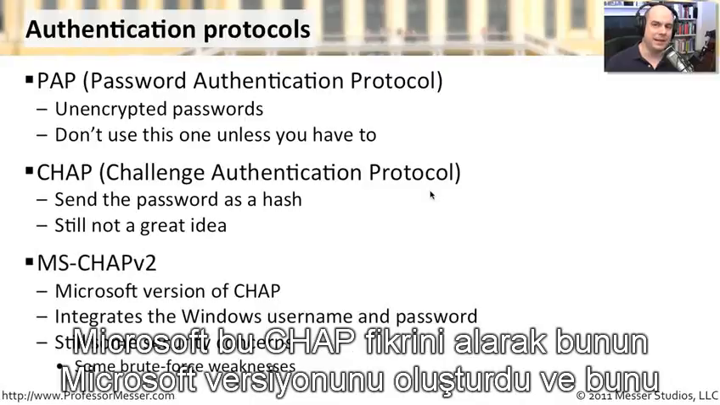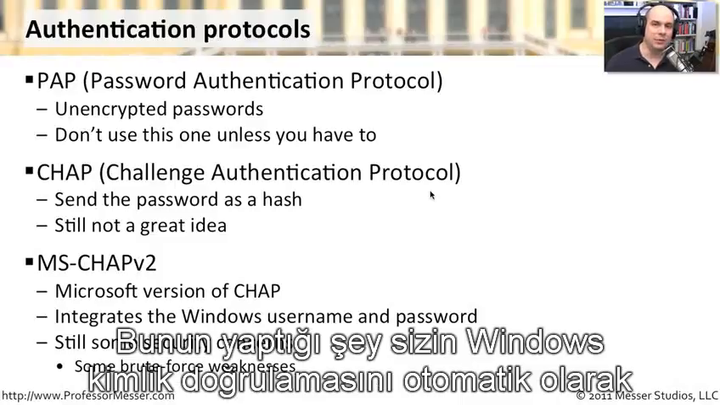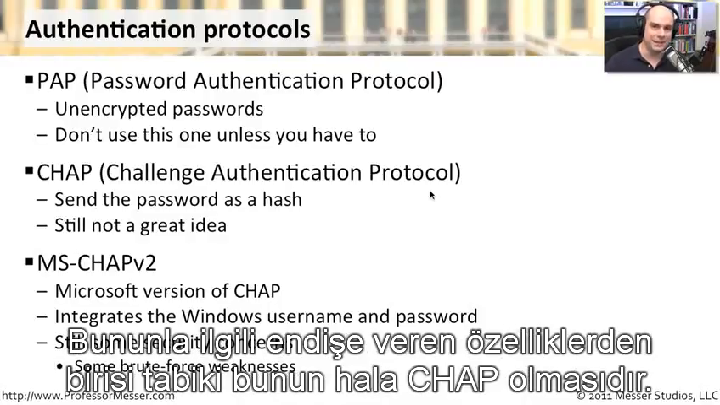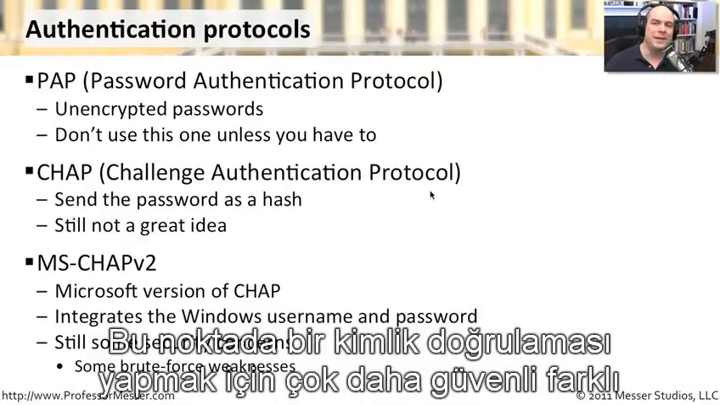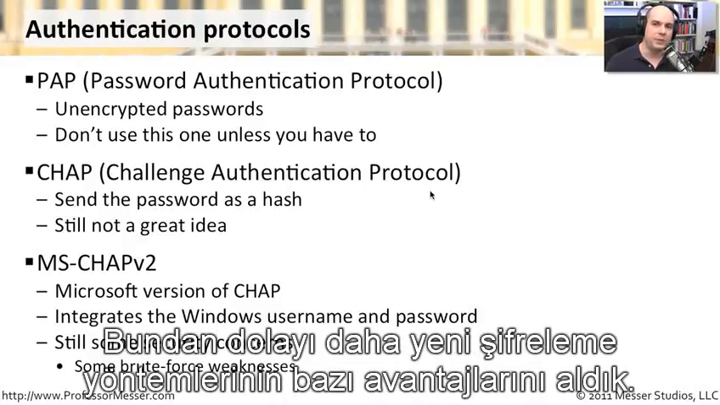Microsoft took the idea of this CHAP and created a Microsoft version of CHAP called CHAP v2. What that did was automatically integrate your Windows authentication into the authentication process over your dial-up or your virtual connection. One of the concerns, of course, is that it's still CHAP. You still have a hash, and you can still perform brute force with that. At this point, we realized we need some different ways to do authentication, which were much more secure, and perhaps we're taking advantage of some of the newer encryption technologies out there.